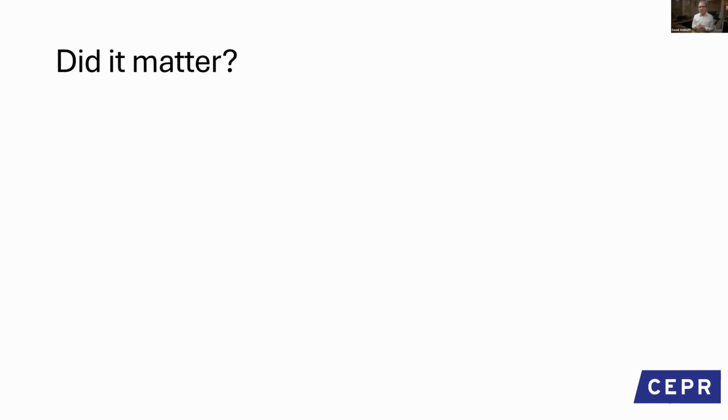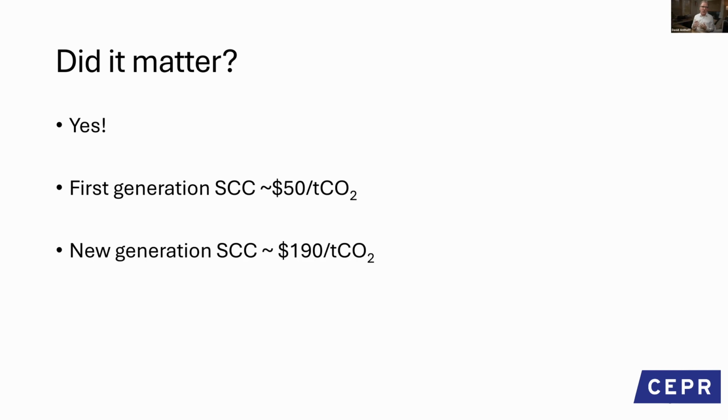So one question is, did this make any difference? Did it matter? And it did quite a bit. So the first generation SCC, so the SCC that was the one before the new work started, was about $50 per ton of CO2 emissions. And the new central estimate from these new efforts is now about $190 per ton of CO2.